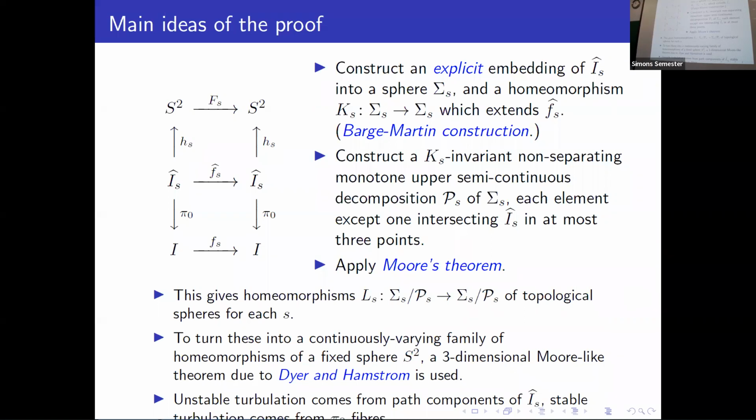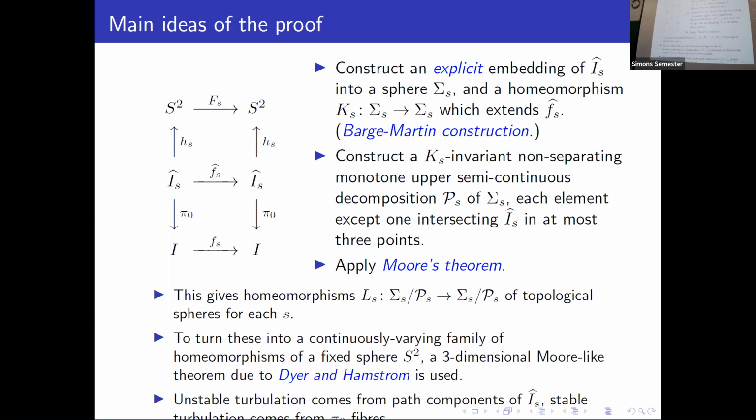Okay, so how do you turn this family of homeomorphisms on different spheres into a continuously varying family of homeomorphisms of a sphere? This puzzled us for a year or more, I think. And then by accident, we found exactly the ingredient we need, which is a three-dimensional Moore-like theorem due to Dyer and Hamstrom, which precisely enables us to turn these distinct sphere homeomorphisms into a continuously varying family.